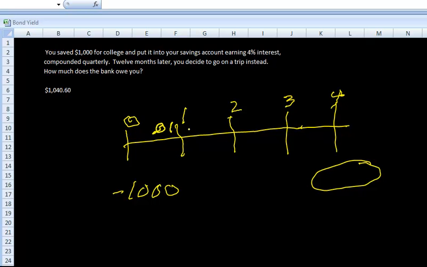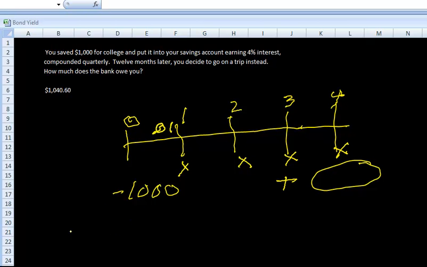Okay, so we're going to earn 1% compounded quarterly. So what we are calculating is what is the interest here, here, here, and here, plus this $1,000 that we're going to get back. So we do that by taking $1,000 times our future value interest factor.